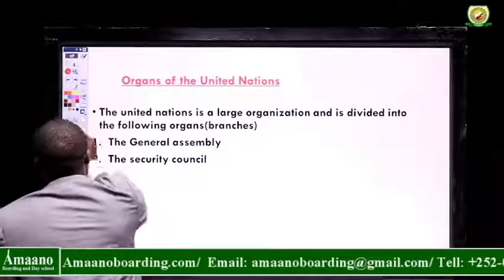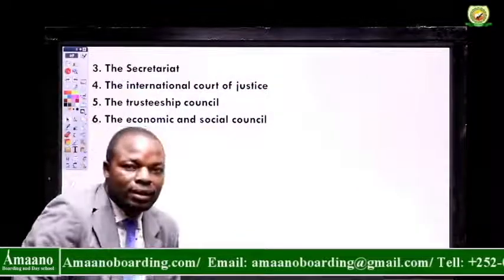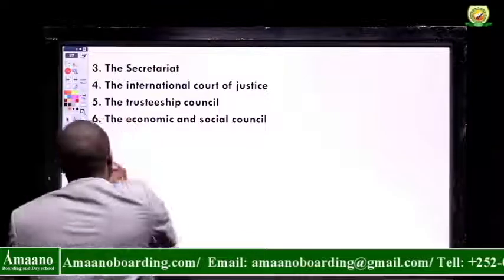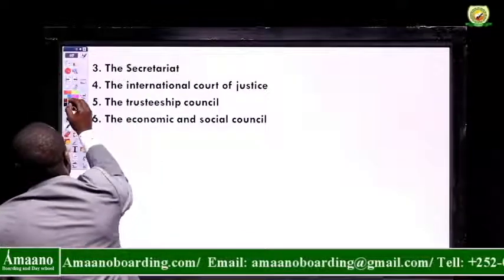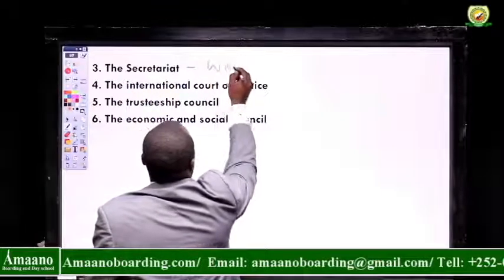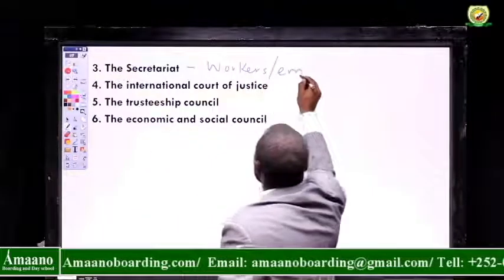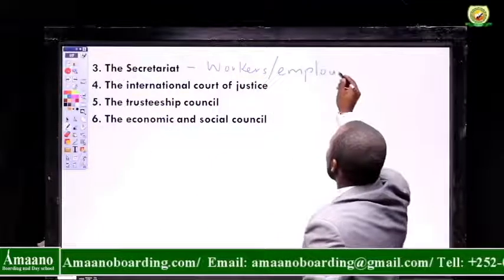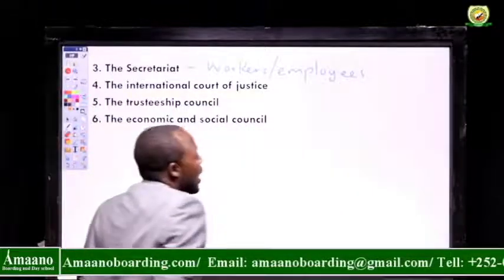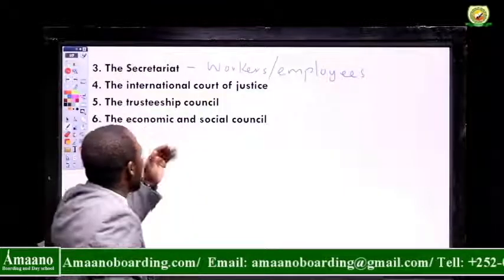The third organ is the Secretariat. The Secretariat are actually people, workers, or rather employees. They work in the office, and the UNO has more than 55,000 employees. They work in the offices.